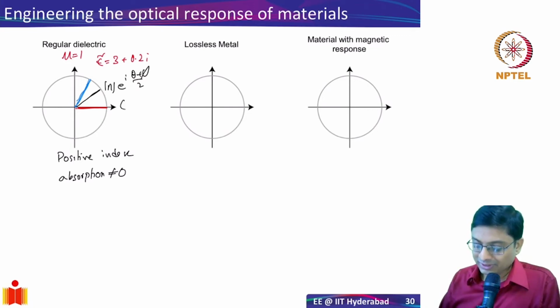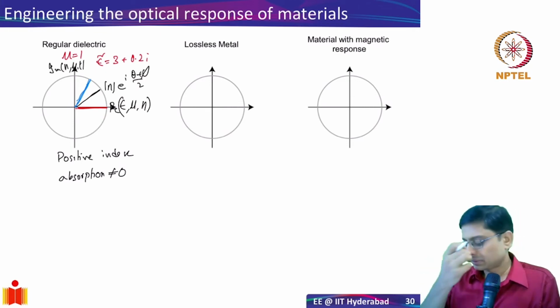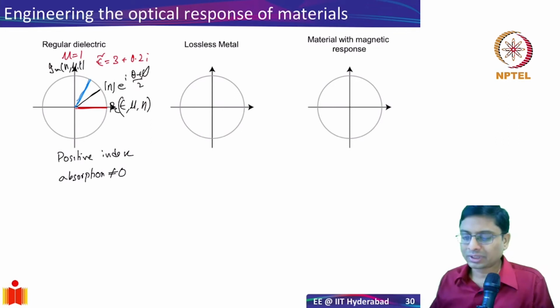In this case, I'm putting epsilon, mu, and all of them on this plane. The real parts are on the x-axis, and the imaginary parts are on the y-axis. n, mu, epsilon, all of them. This is what it's going to be.